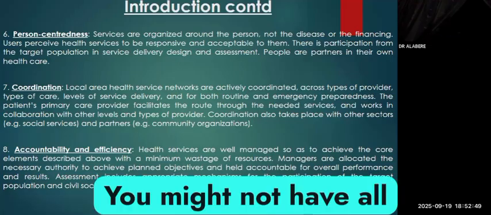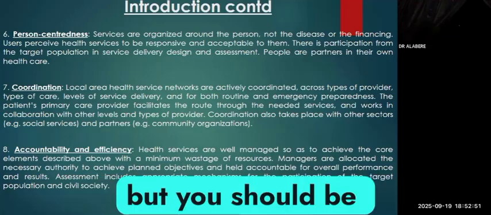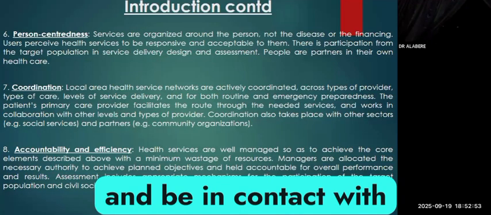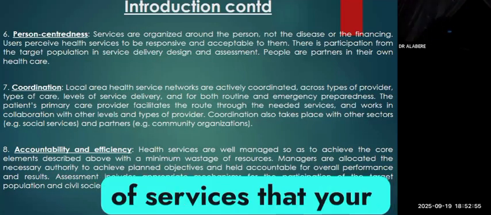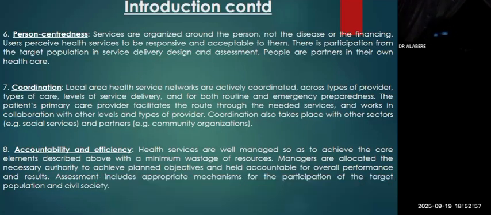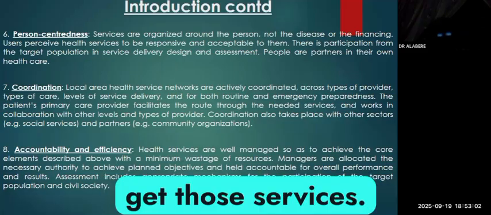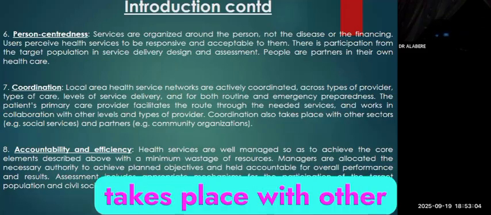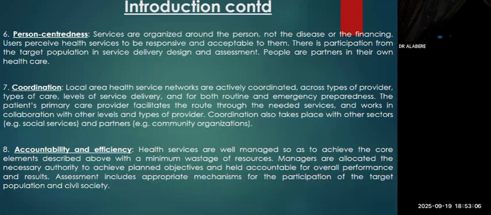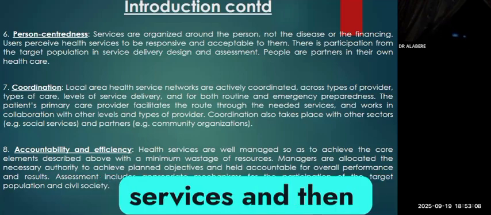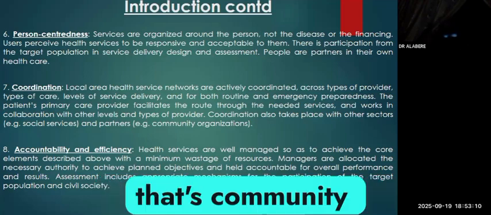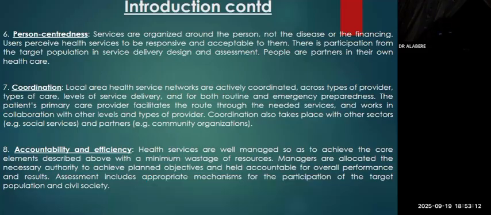You might not have all the services, but you should be able to know and be in contact with people who have other forms of services that your patients might need. So you should be the channel through which they get those services. Coordination also takes place with other sectors, for example, social services, and then partners, that's community organizations.